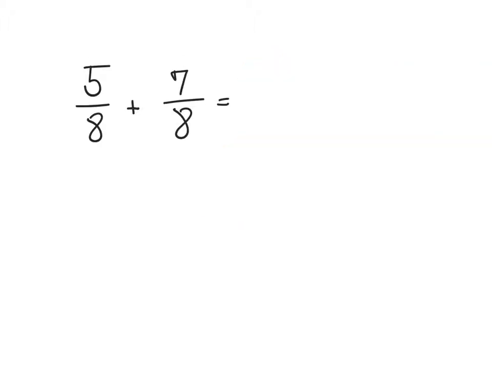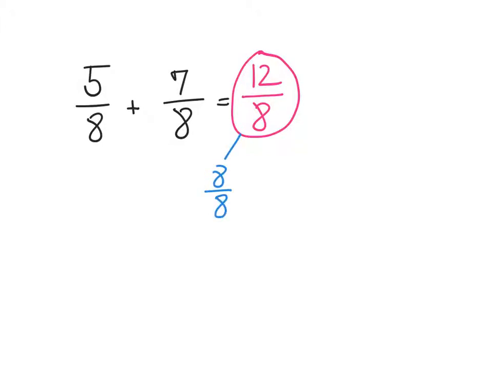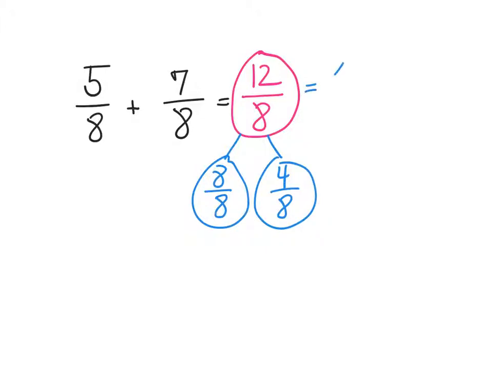Next one is 5/8 plus 7/8, which would equal 12/8. So now we have an improper fraction, a fraction that's greater than 1, and we're going to want to decompose it. So if we decompose it, we're going to break it down, and we got to make a whole, which would be 8/8. And then you're left with 4/8. Okay, so now let's put this back together. We'll have 8/8, which represents a whole, and you have a fraction of 4/8.